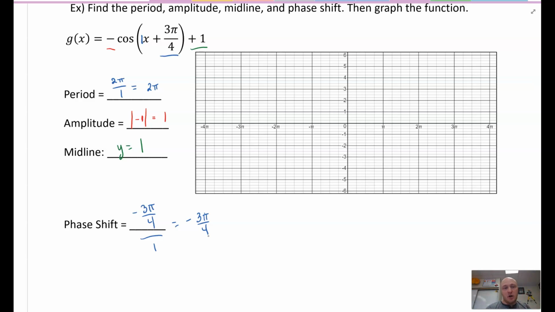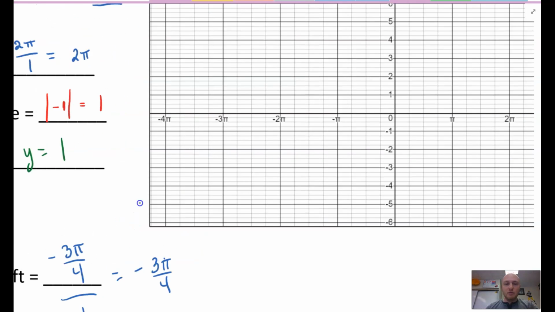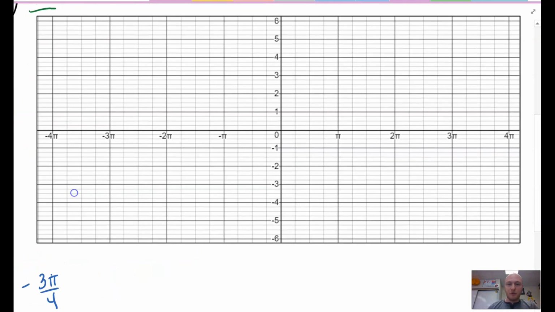Remember, our h value is always the opposite. Well, in this case, we call it a c value, but tomato, tomato. All right, let's go ahead and graph this. So I'm going to plot my midline, which is at 1. So we have a vertical translation up 1 unit. Shift it up 1. And then I'm going to plot my beginning point and then my end point.